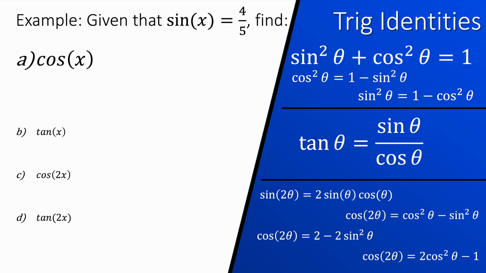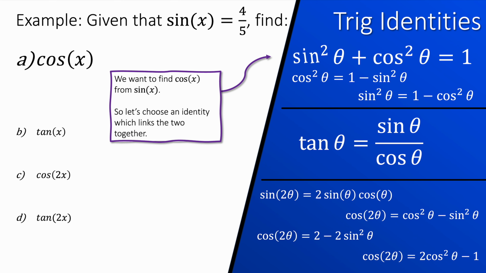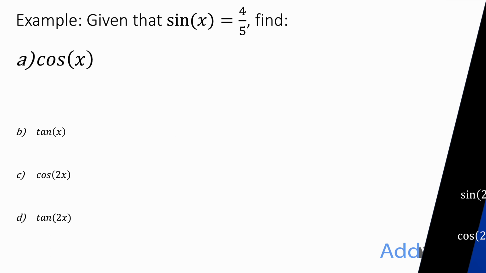We're going to find cos of x. And here we need to choose an identity that links sine of x, which we know already, to cos of x. And I think we're going to use the sine squared theta plus cos squared theta is equal to 1, the Pythagorean identity. Because, as I say, this links sine of x to cos of x.